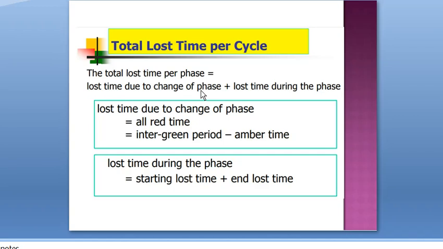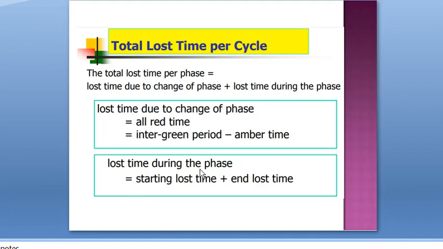That is when we are changing from one phase to another. When we are changing from red to green, there will be loss time, and this is the first part. And there will be loss time during one phase, during green or during red, and the sum will be the total loss time. The loss time due to change of phase is equal to the intergreen period minus amber time.